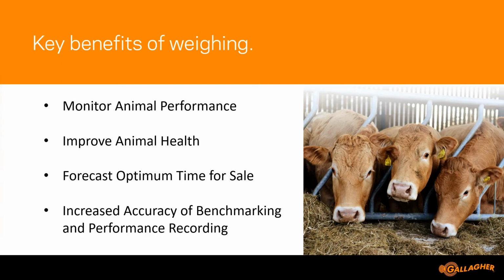Increased accuracy of benchmarking and performance recording. EID technology allows animal performance to be linked back to their specific sire or dam, as an example, for progeny and pedigree. It's helping to highlight performance in genetic lines within a herd. This can be useful in terms of selecting replacement breeding stock, as an example. This performance data can also be used as a benchmarking tool, allowing factors such as cow efficiency to be expressed.